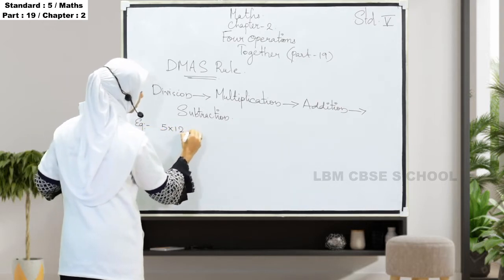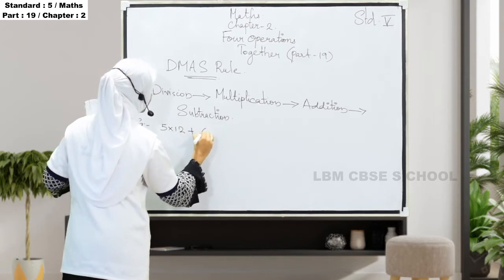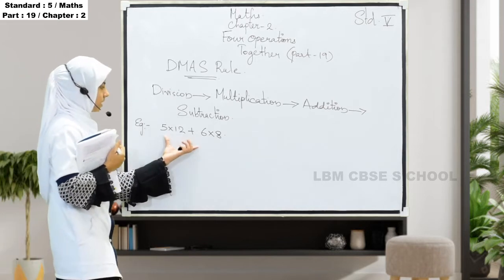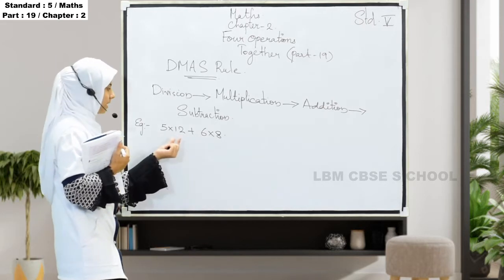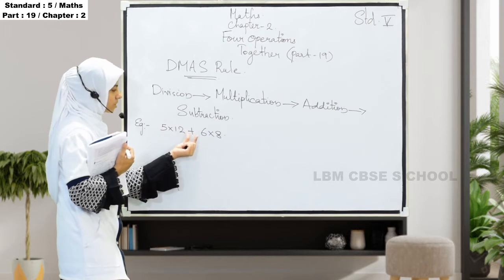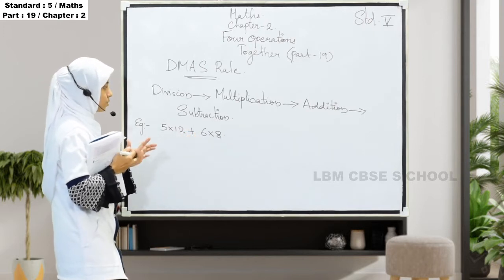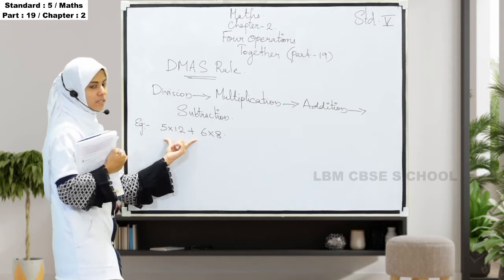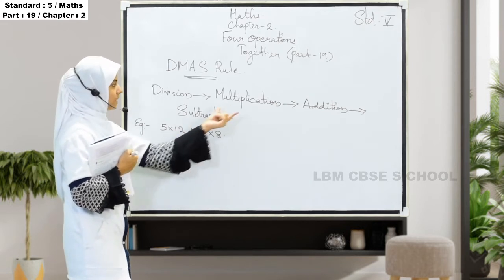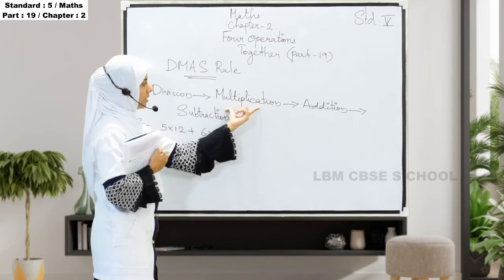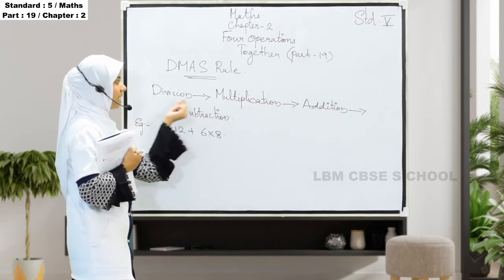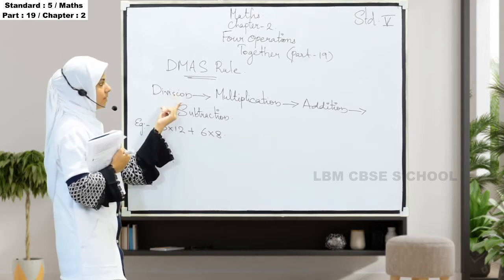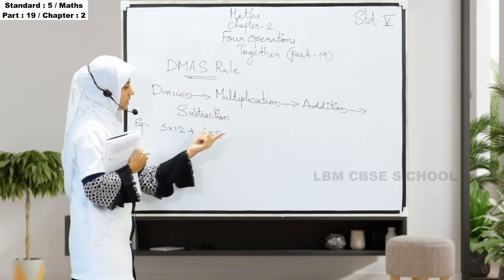Five into 12 plus 6 into 8. Look at this question. Here are two operations, isn't it? Here is multiplication and also addition. Among these two operations, first we have to do multiplication, because multiplication comes before addition. If there was division here, we would do division first. Then we will do multiplication, then we will do addition.